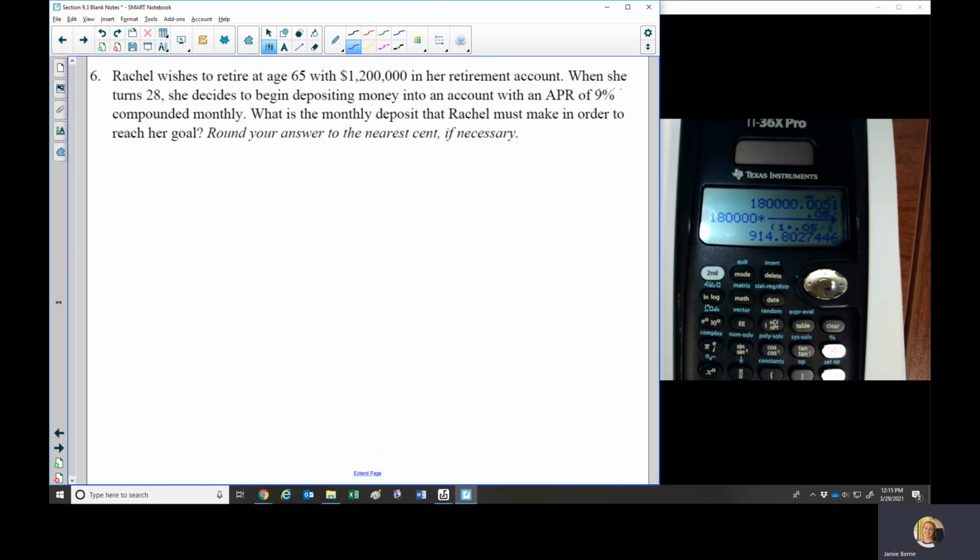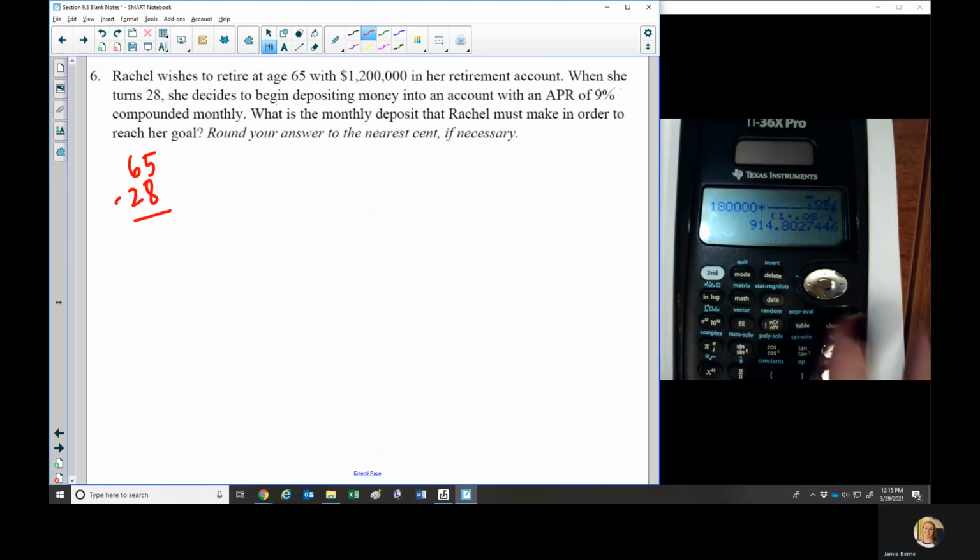All right, so she's doing an annuity savings program. She's going to deposit money each month. She has a goal amount of $1.2 million. And let's see how long she's saving for. She wants to retire when she's 65. She starts saving when she's 28. So clearing all that out, 65 minus 28, she's going to save for 37 years.